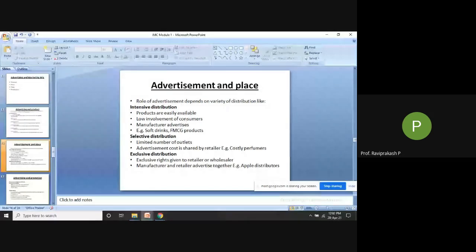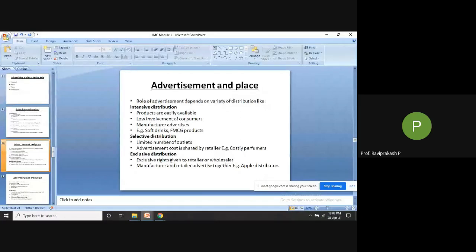In online stores, for example, for exclusive distribution, some mobile phones, if you see, are launched on only some sites. For example, on Flipkart or Snapdeal, you are getting only a certain model of a certain brand of mobile available only at that particular online store. It could be Flipkart, it could be Snapdeal, it could be Amazon, whatever. So this is a kind of exclusive distribution, which pertains to advertisement and place.